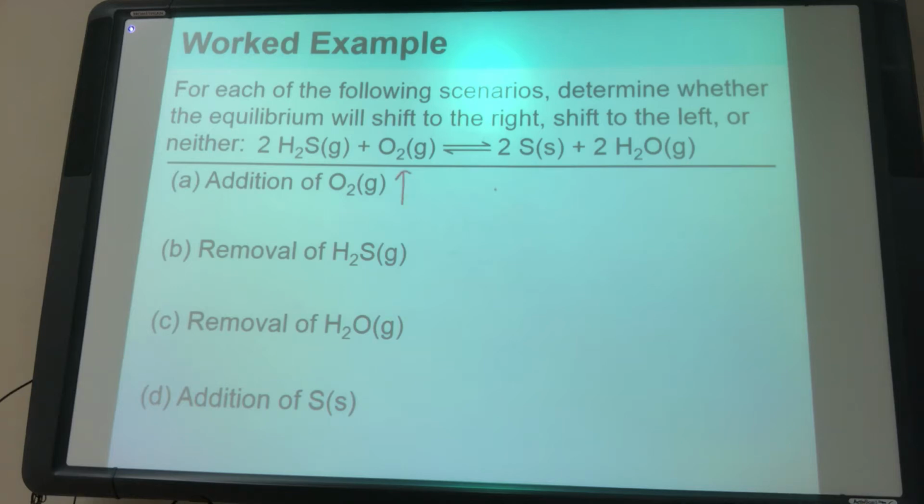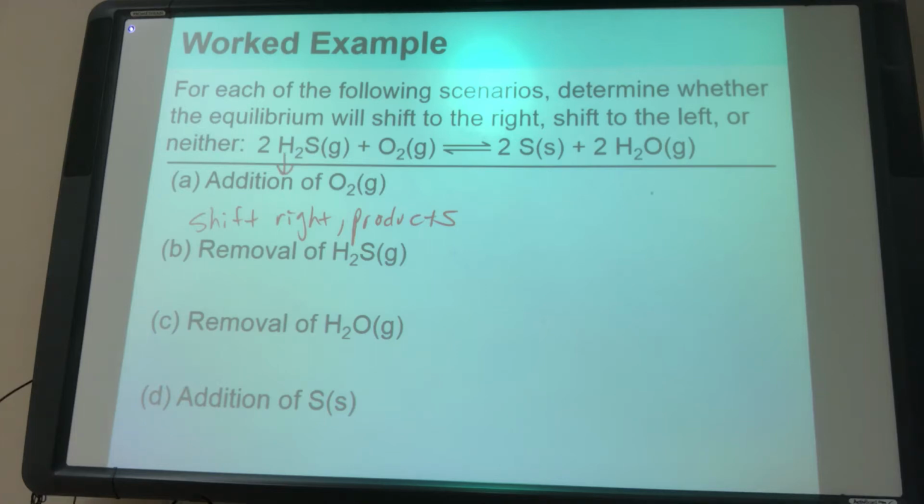So if you increase, you want to go away. So if I increase O2, I want to go away. So I'm going to shift to the right. I'm going to go to products. Okay? Because I'm trying to get rid of what I just added. I'm trying to negate it. Balance it out. All right, if I remove H2S, so this goes down.